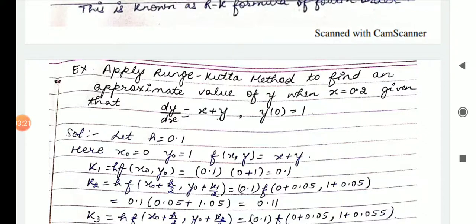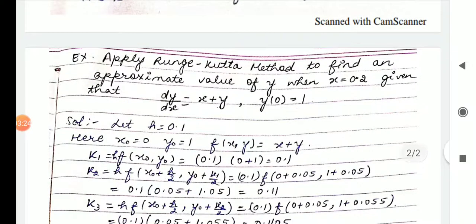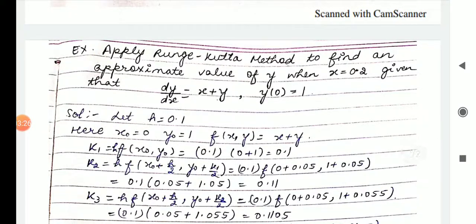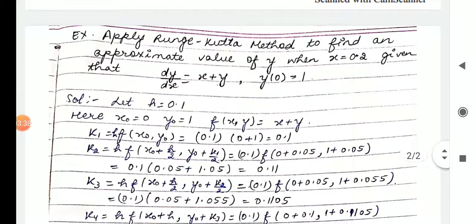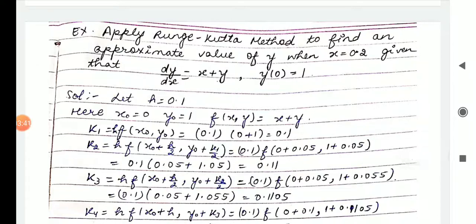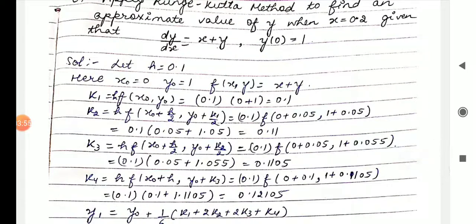Consider an example. Apply the Runge-Kutta method to find an approximate value of y when x is equal to 0.2, given that dy by dx is equal to x plus y, with y0 equal to 1 at x0 equal to 0. So let h be equal to 0.1. In this question we have assumed h as 0.1. Here x0 is 0, y0 is 1, f(x, y) is equal to x plus y, and k1 is equal to h times f(x0, y0).